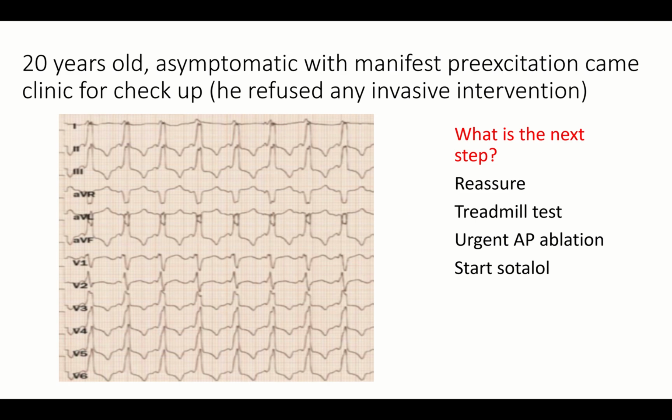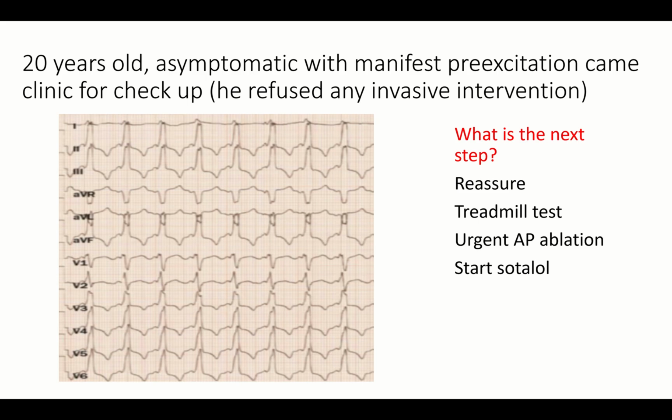How do we know? Let's see this example. One of our patients presented to our clinic, a 20 year old male patient, has manifest pre-excitation, asymptomatic, no palpitation at all, no tachycardia at all. However, he came just for a checkup, and during the checkup ECG showed manifest pre-excitation. So what do you think? What is the next step?